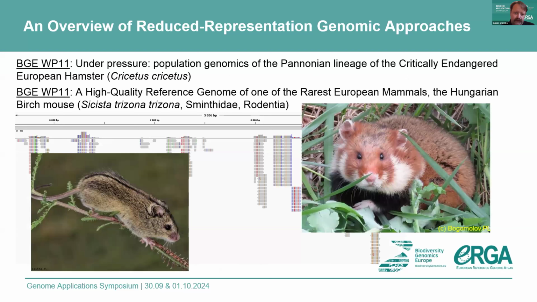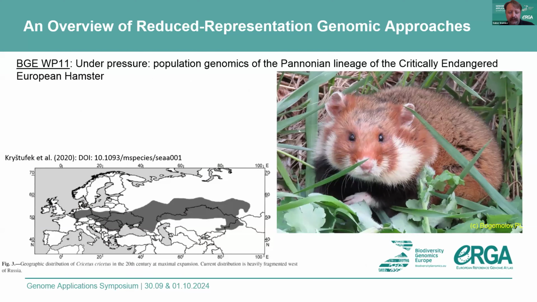So after this very big, very arbitrary overview, let me come to the exact showcases. We are working with 2 mammals in the frame of BGE. One is the critically endangered European hamster, and the other one is the endangered Hungarian birch mouse. And in these animals, we used RADseq to get a picture about their genetic structure. So very briefly about these animals.